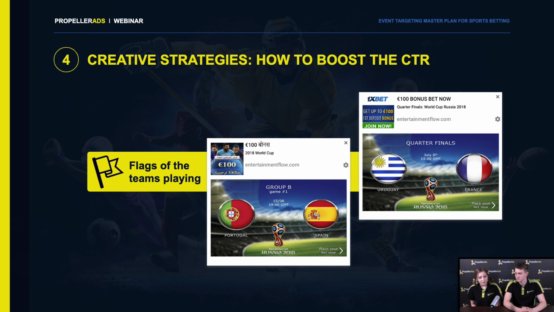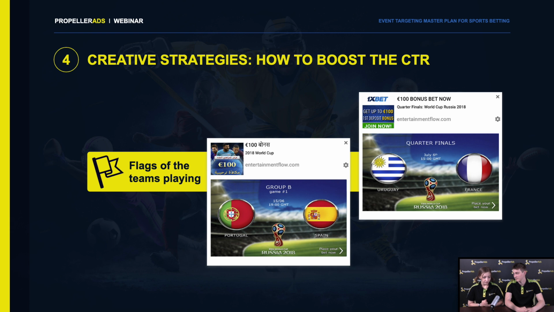The second creative strategy is flags of the teams playing. This is my personal favorite creative approach: an opportunity of choice. It is great to give the user an opportunity to state their preferences. Even if you're not a big fan of sports, if you see that today there is a football match where Portugal and Spain are playing against each other, it makes you wonder who is going to win and what if.